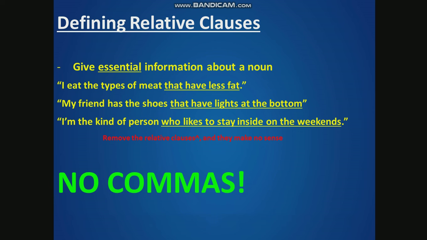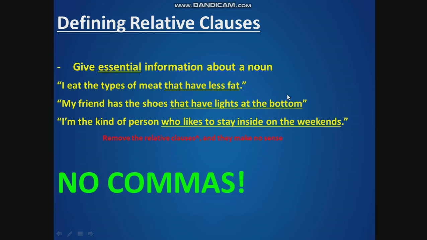Another example. My friend has the shoes that have lights at the bottom. This is the relative clause. Now, if we remove this, that have lights at the bottom, my friend has the shoes. Now, it has no context. What shoes? What shoes are you talking about? We're talking about the shoes that have lights at the bottom.